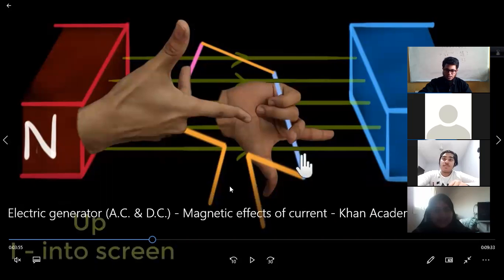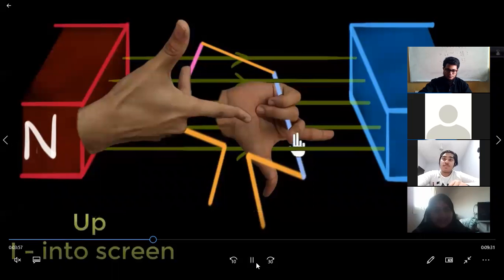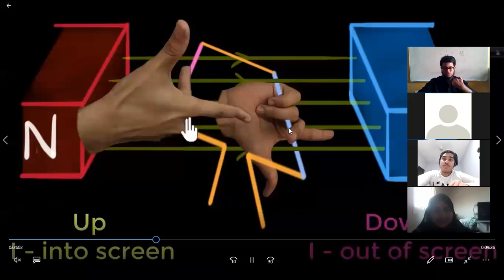And it is up into the screen. Yes, into the screen. It is going into the screen. Down, out of the screen. It is coming out.